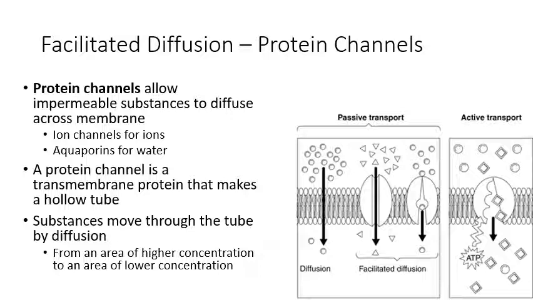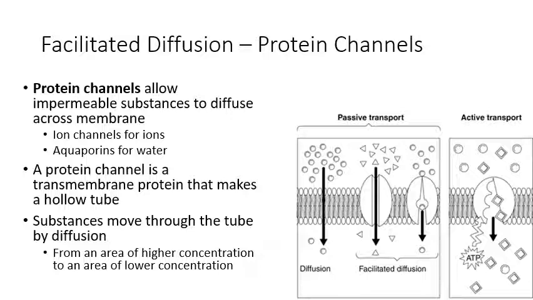Different protein channels for different substances will have special names. So for ions, those are almost completely impermeable because they're charged. They're going to cross the membrane through ion channels. So it's a protein channel that will only allow ions to cross, and we call it an ion channel. For water, we call the channels for water aquaporins. They don't let other things cross, only water.